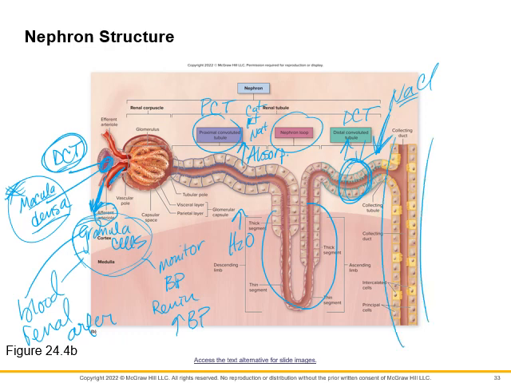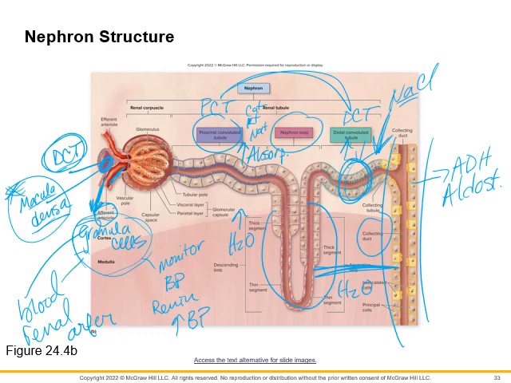This is the collecting duct, and this also responds to ADH and aldosterone. So these two are going to have something to do with water reabsorption, and these two are more going to have to do with reabsorbing ions or excreting ions.